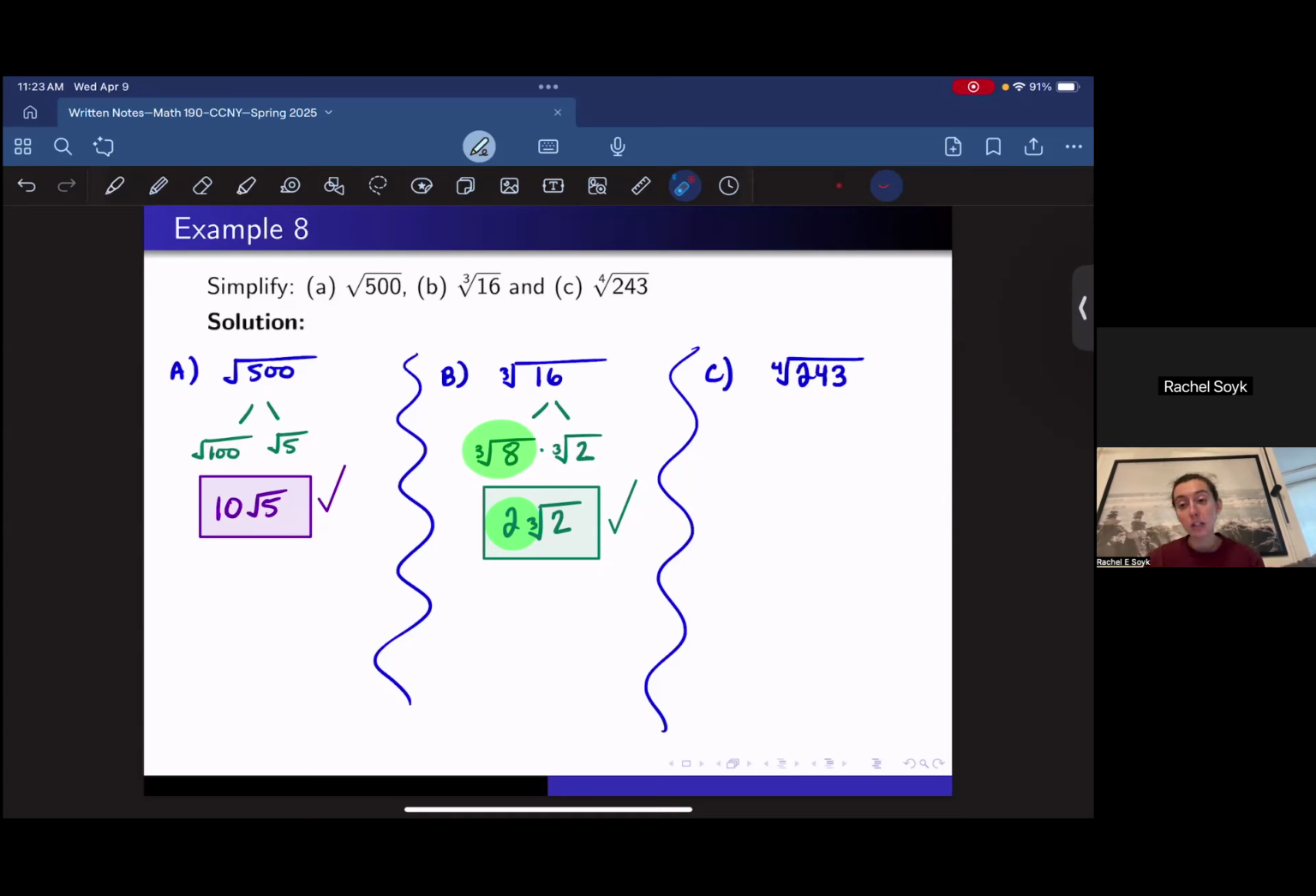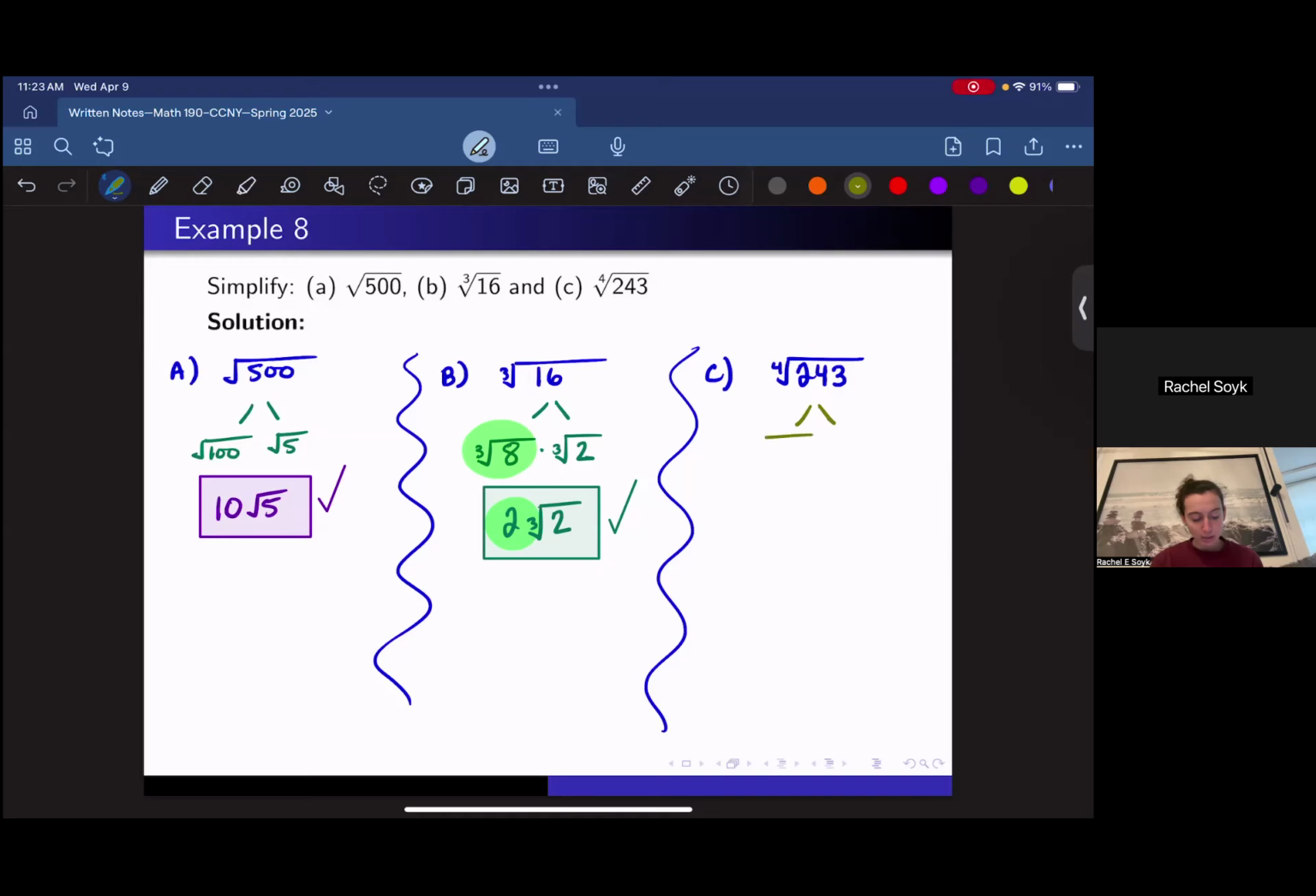What about 3 to the fourth? 3 to the second is 9. 3 to the third is 27. 3 to the fourth is 81. And does 81 go into 243? And it should. 81 goes into 243 actually 3 times. And so we kind of just got our answer here. But I'll show you it broken up.